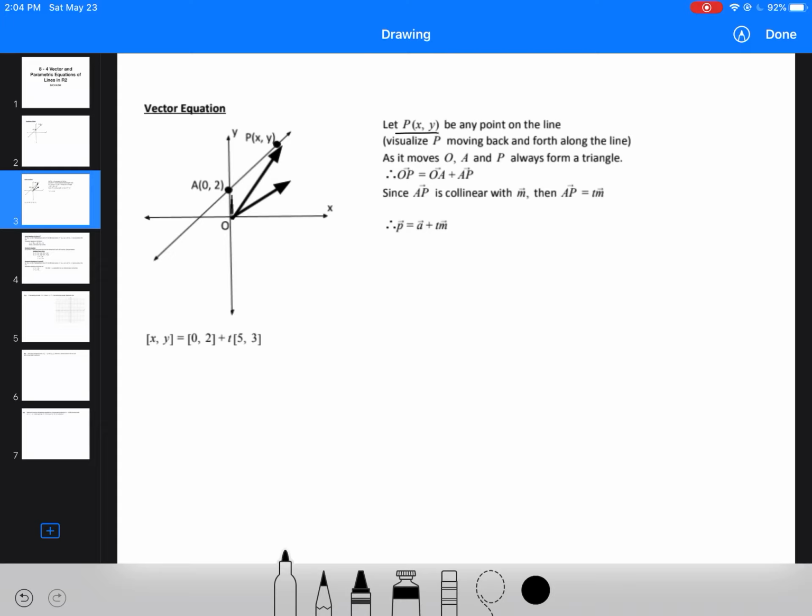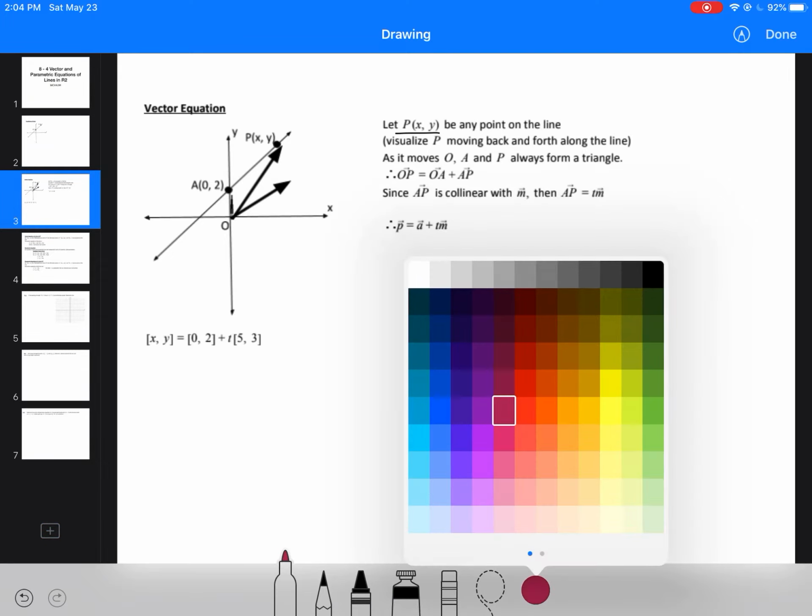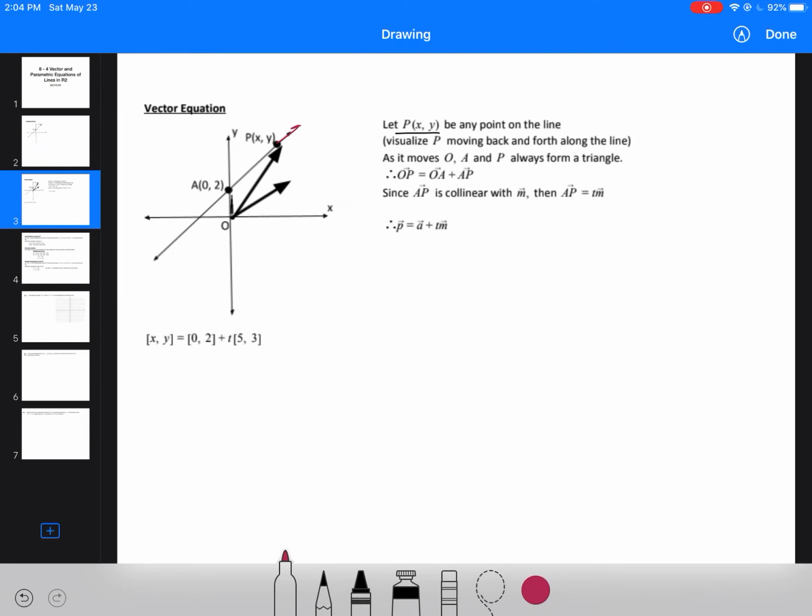If P is any point on the line, and you picture P as moving back and forth across that line, O, A, and P always form a triangle. Because AP, this vector along the line, is collinear with m, your direction vector, the vector AP is t, a scalar multiple of m. That is going to allow you to get every combination of point on that line.